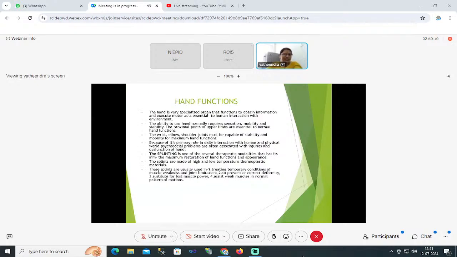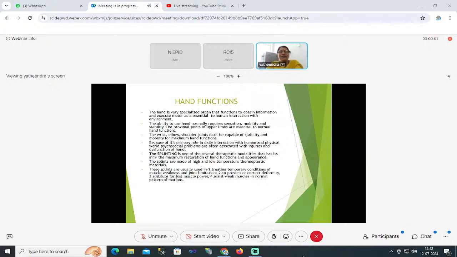Then one more concern of the OT is hand function. The hand is a very specialized organ that functions to obtain information and execute motor acts essential to human interaction with the environment. The ability to use the hand normally requires sensation, mobility, and stability. The proximal joints of the upper limbs are essential to normal hand function. We should have proper joint stability at the shoulder joint for reaching. The elbow should have the proper ability for making adjustments in the movements, and the wrist should have proper joint stability for the movements of holding and releasing objects. So there is a big role of the wrist, elbow and shoulder joints. They should be capable of stability and mobility for maximum hand function.